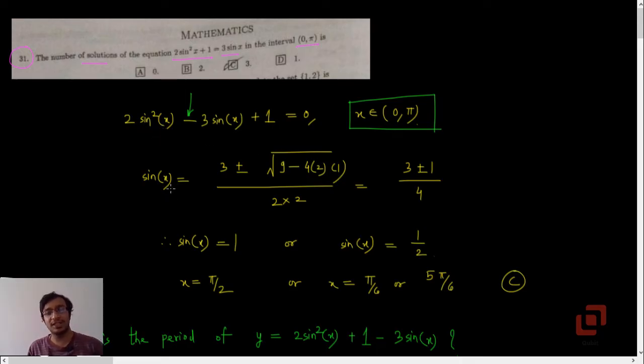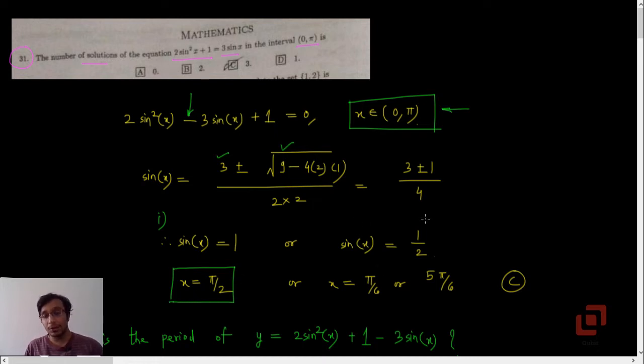Now you solve this for sine x by using the quadratic formula: minus b, so 3, plus or minus root of b squared, so 9, minus 4ac, so 4 into 2 into 1, that is 8. 9 minus 8 is 1, so sine x is 3 plus or minus 1 upon 4. That gives us two possibilities. Possibility 1, sine x equal to 1, where we consider 3 plus 1. Although sine x equal to 1 has infinitely many solutions, we want the value of x which lies in the range 0 to pi. There is only one such value, that is x equal to pi by 2.